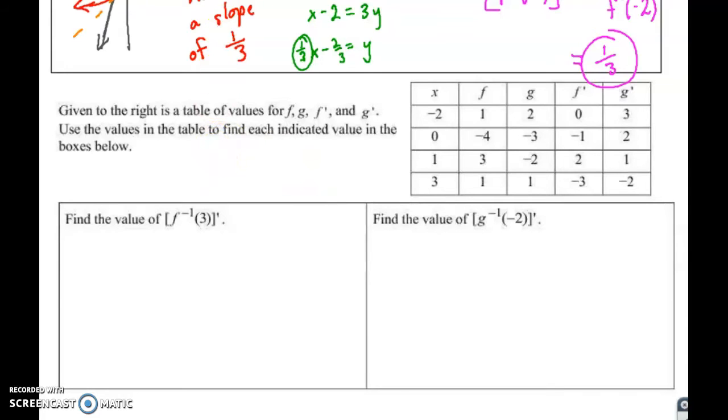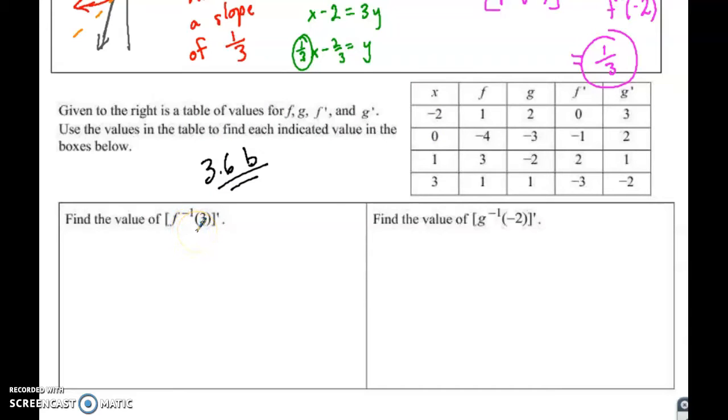Here's 3.6 continued. So I'm going to label it B. And we're looking at the numerical values problems. What we have is f, g, f prime, and g prime. We're going to use a table to answer these questions.